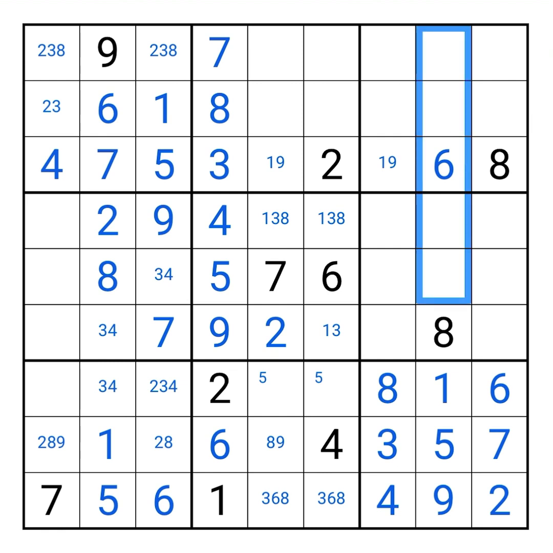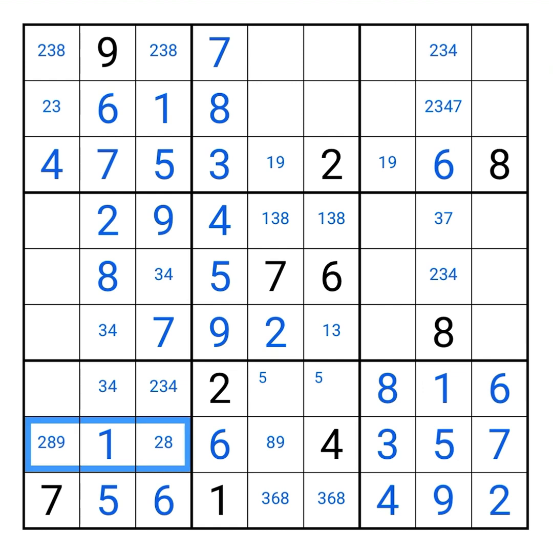These 4 digits are 2, 3, 4, and 7. Not a 7, not a 2, 4, and not a 7. This 8 and those 8s make this a 9. These are not 6s. This is a 5, 7 pair, 7 there, 5 there.